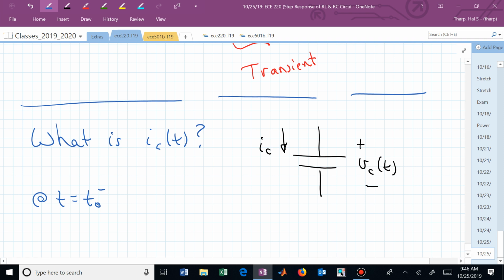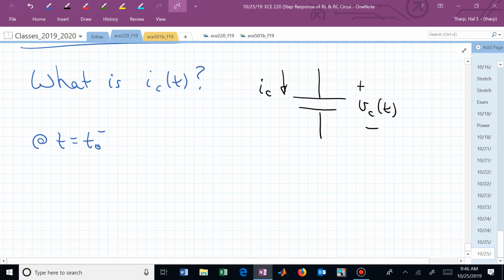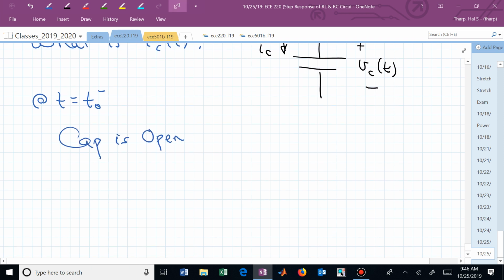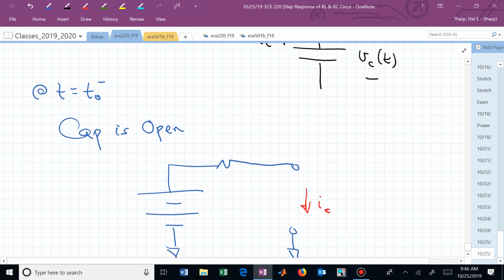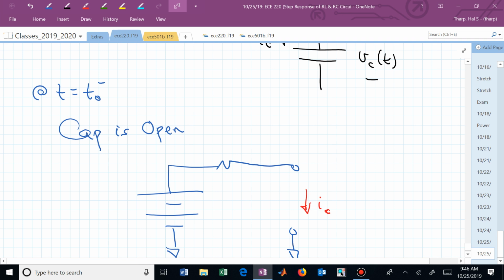It's open, isn't it? It's an open circuit. So now the capacitor is open, and our circuit looks like that. And now if we said, well, here's our I sub c, that's nothing. So we have zero current to the left of t sub 0. We're in steady state. We now know I sub c to the left of t sub 0 is 0 amps.